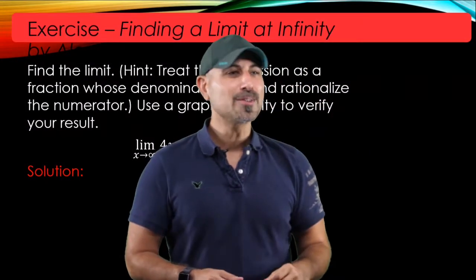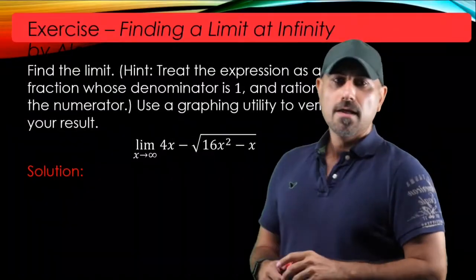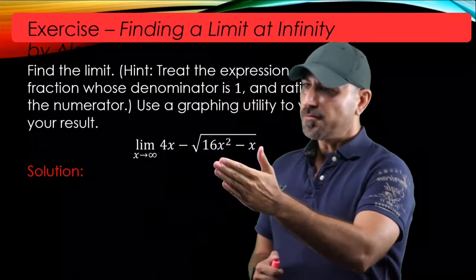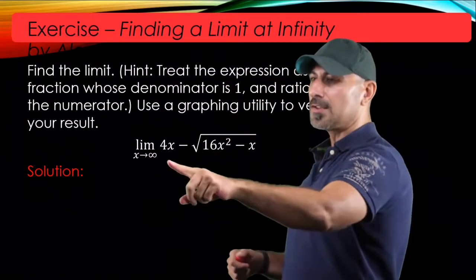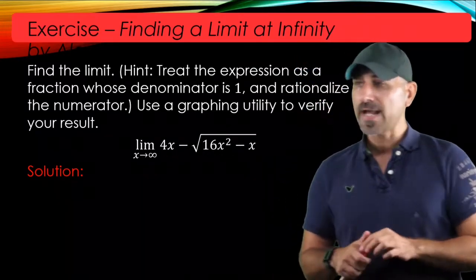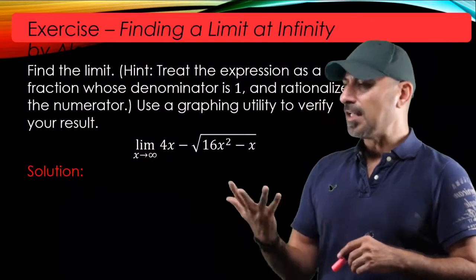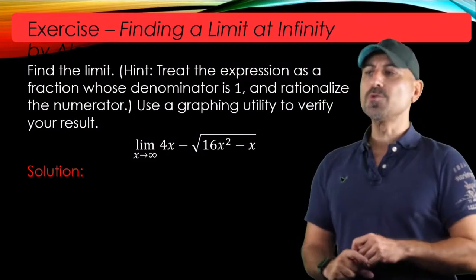Hello, welcome back. We're trying to find the limits at infinity for a given function. And we have a very special function to work with. It's the difference of two terms. One is 4x and the other one is the radical 16x squared minus x. So really, you can just pass the limit and see what kind of behavior you observe.